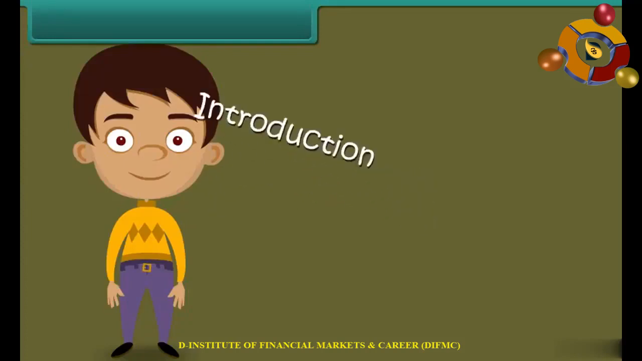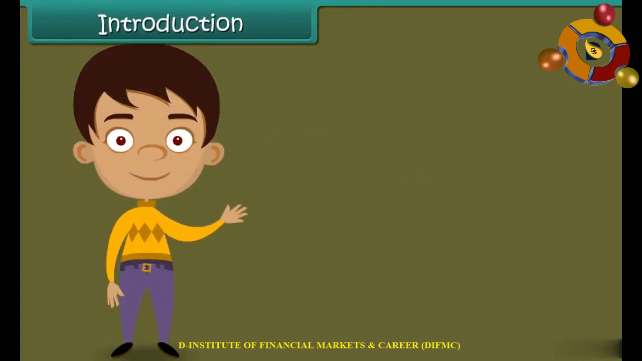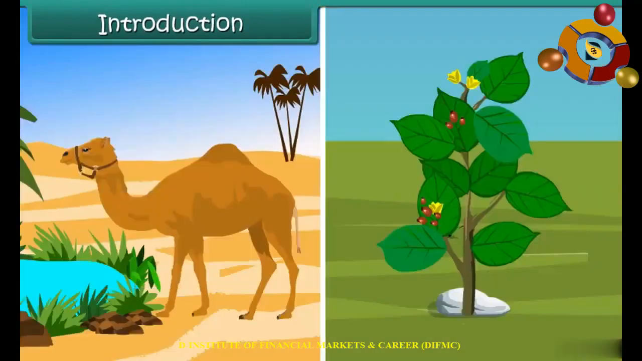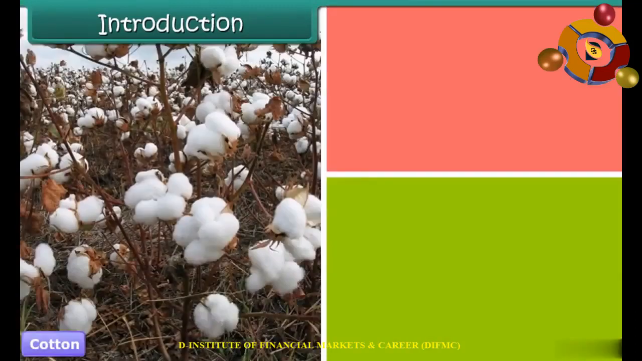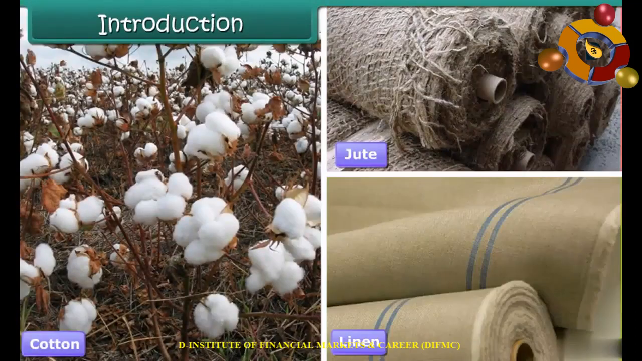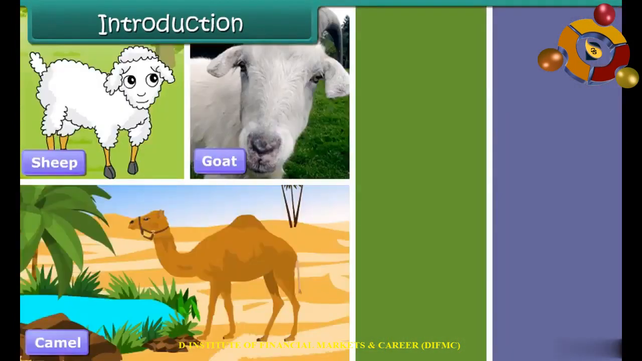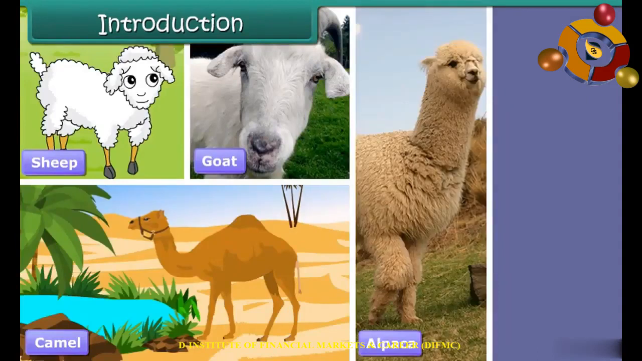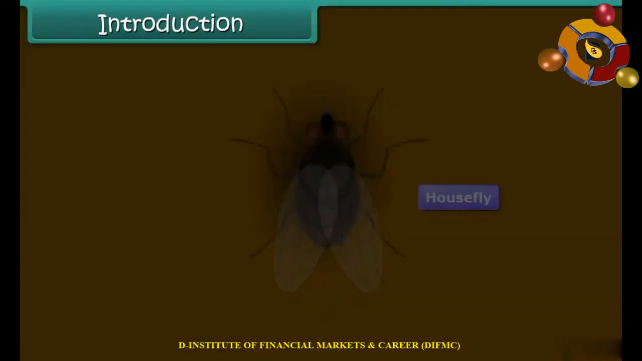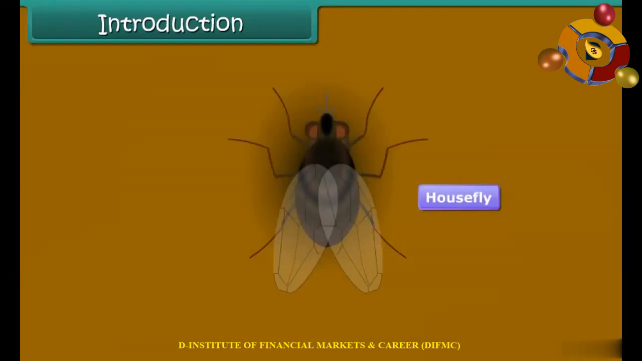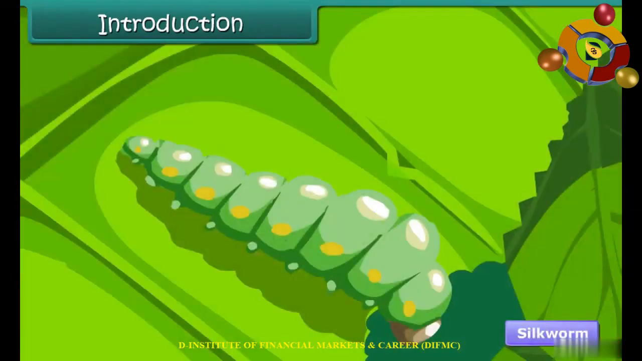Introduction. Fibers can be obtained from both plants and animals. Some familiar plant sources of fiber are cotton, jute, and linen. Some well-known animal sources of fiber are sheep, goat, camel, alpaca, and a llama. If we treat insects as different from animals, then the silkworm can be classified as an insect source of fiber.